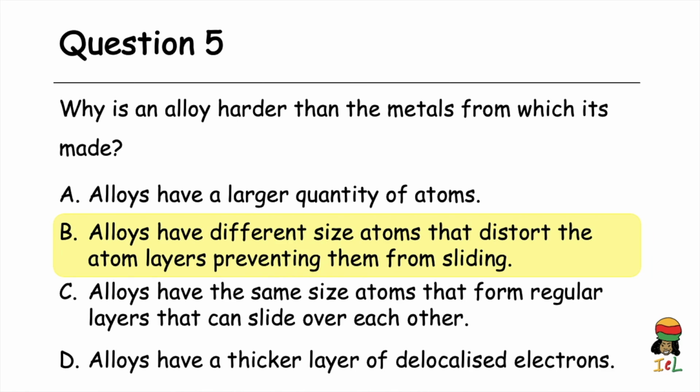The answer is B. Alloys have different size atoms that distort the atom layers, preventing them from sliding.